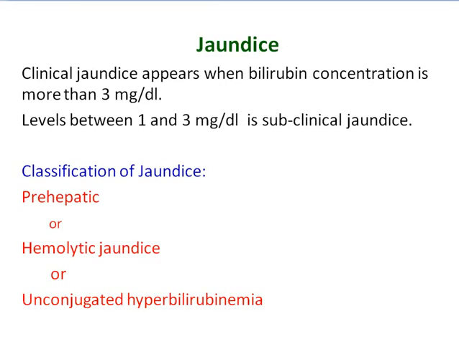Clinically, jaundice appears when bilirubin concentration is more than 3 milligrams per deciliter. A level between 1 and 3 milligrams per deciliter is subclinical jaundice. Classification of jaundice: prehepatic, hemolytic, and unconjugated hyperbilirubinemia.